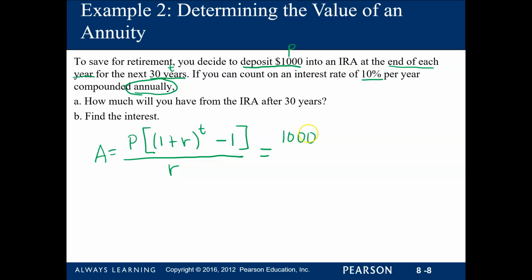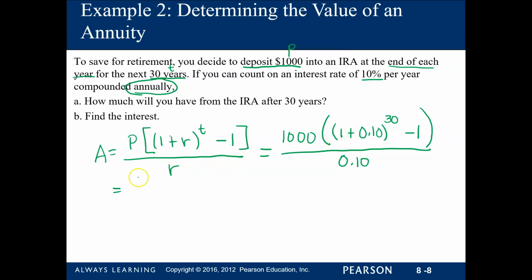We will have $1,000. On your calculator, use parentheses. 1 plus our rate, which is 0.10, raised to the number of years, which is 30. The minus 1 is after this exponent is applied, all right? And then divide the whole thing by the R, which is 0.10. So you will see that the annuity, once you plug this into your calculator, approximately after 30 years, there's going to be a total of $164,494 in the account.